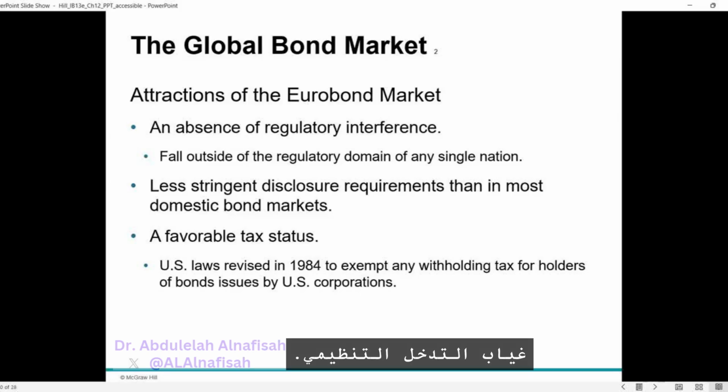1. Absence of regulatory interference. Eurobonds fall outside the regulatory control of any single nation, unlike bonds issued in a country's own currency. This lack of government oversight typically reduces the cost of issuing bonds, making Eurobonds a more affordable option for issuers compared to domestic bonds subject to national controls.